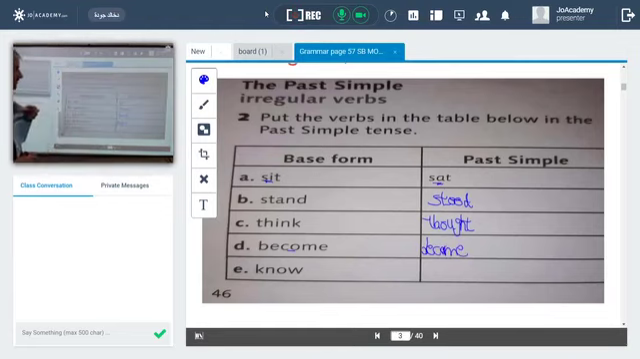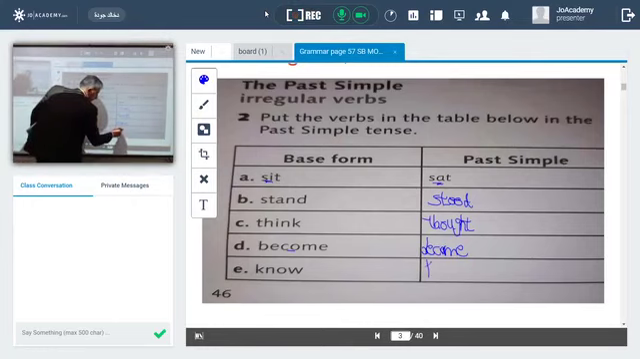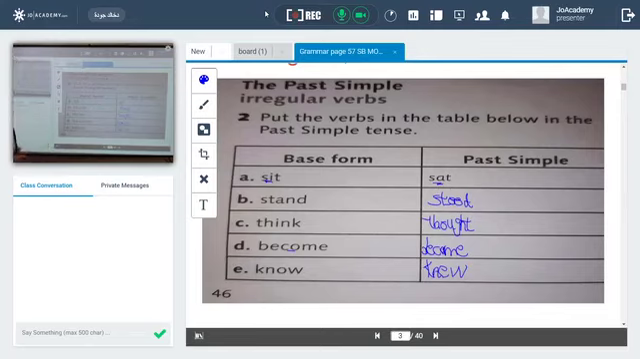Okay, become becomes became. We change the O into A, and the verb know. Okay, K is silent here. We don't say k-now, we say know. Becomes knew. Okay, we'll find it here with the K alphabet. K here. K, know, knew. Okay, so know becomes knew.